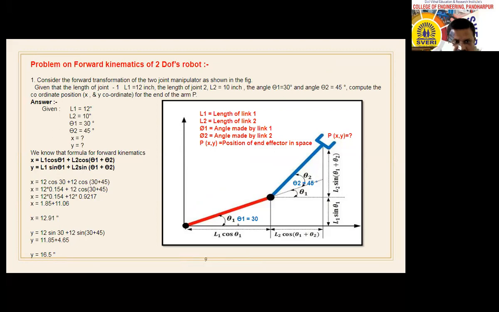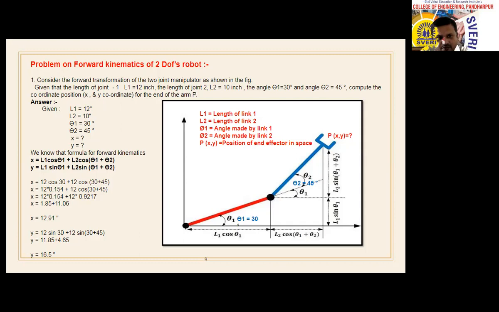Now, this is a problem on forward kinematics of a 2 degree of freedom manipulator. Consider the forward transformation of the joint manipulator as shown in the figure. Given the length of joint 1 L1 is equal to 12 inch, the length of joint 2 L2 is equal to 10 inch, the angle theta 1 is equal to 30 degree, angle theta 2 is equal to 45 degree. Compute the coordinate position, that is x, y, of the end of the arm P.